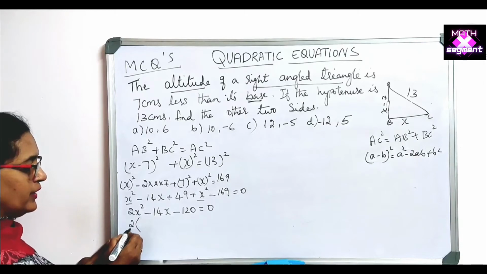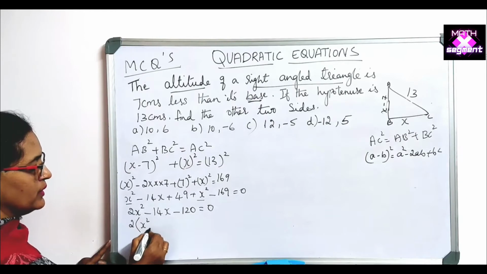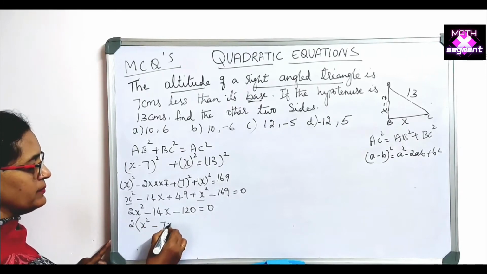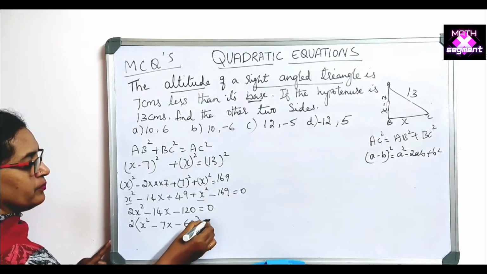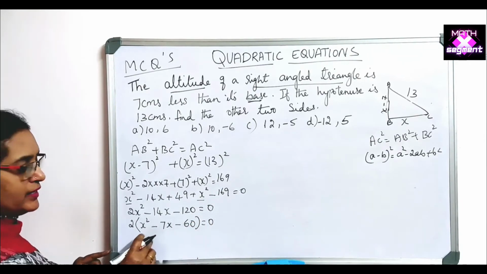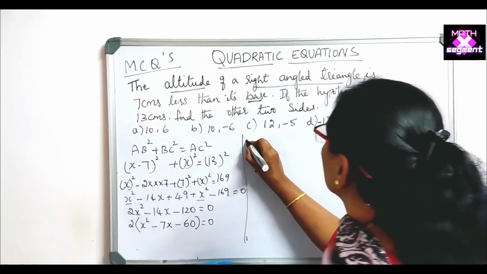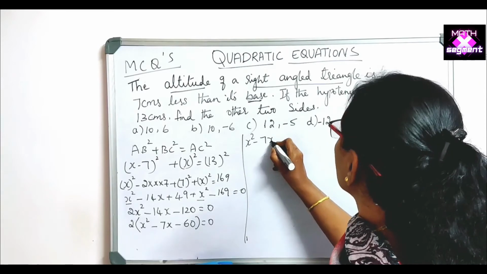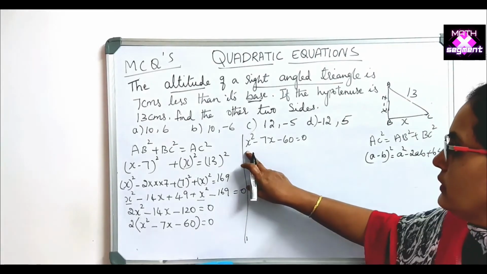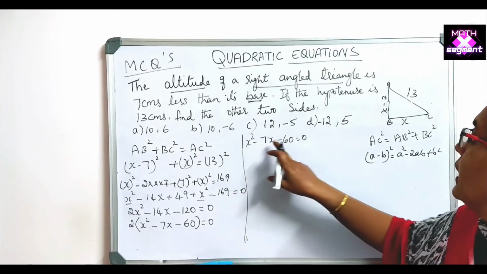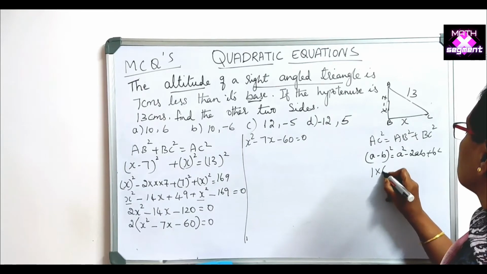So we can divide it by 2, or one more method, you can take the common factor. If you take out the common factor, that means 2 goes here into 1 time, so it is x square, minus 2 goes in 14 7 times, minus 2 goes in 120 60 times. So this becomes your factorization. So that is x square minus 7x minus 60 is equal to 0. So to factorize, the coefficient of x square is 1 and the constant value is 60. So first term is 1 and the last term is 60.